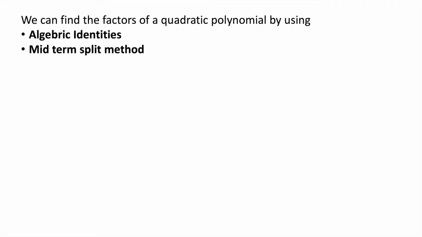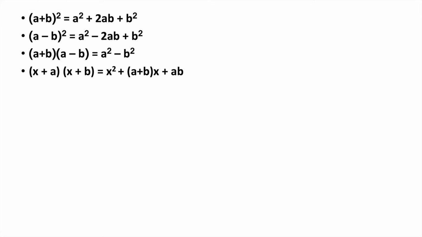Mainly we use two methods to find the factors of a quadratic polynomial, that are algebraic identities and the middle term split method. First we will discuss the identity method. These are the 4 identities which we should learn for solving quadratic polynomials. (a plus b) the whole square is equal to a square plus 2ab plus b square. (a minus b) the whole square is equal to a square minus 2ab plus b square. (a plus b) into (a minus b) is equal to a square minus b square. (x plus a) into (x plus b) is equal to x square plus (a plus b) into x plus ab.